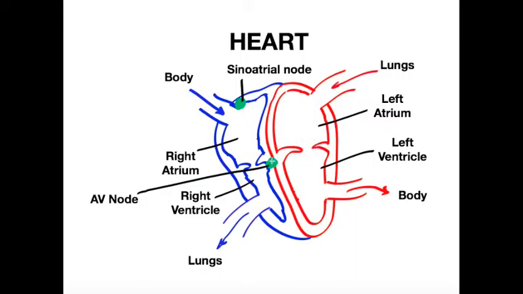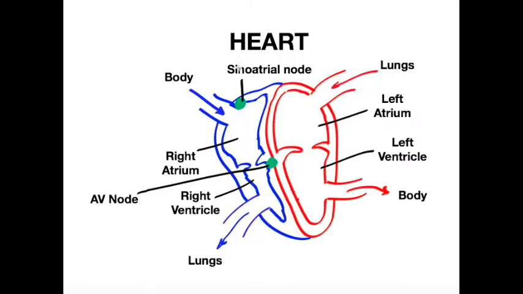The valves here on both sides prevent the blood going back into the atrium when the ventricles contract or squeeze together. This allows flow of blood in one direction. Now on this diagram you can see these two green areas here, which are nodes that make the heart squeeze or contract, allowing the blood to be pushed through.